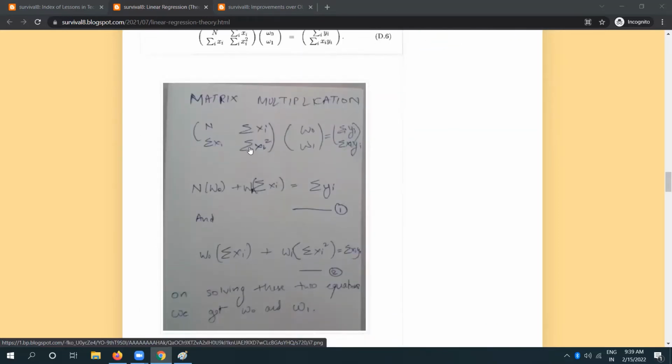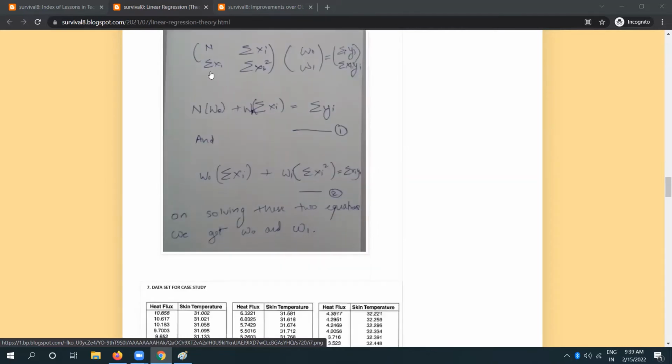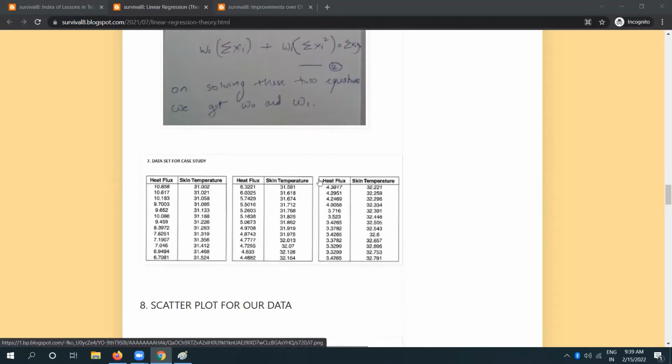If we expand it, this is matrix multiplication. N is multiplied by W naught, summation xi is multiplied by W1, and when we multiply these two terms with W naught and W1, we get summation yi. This is equation 1. And then when we multiply summation xi with W naught and summation xi square with W1, we equate it with summation of xi yi. This is equation 2.